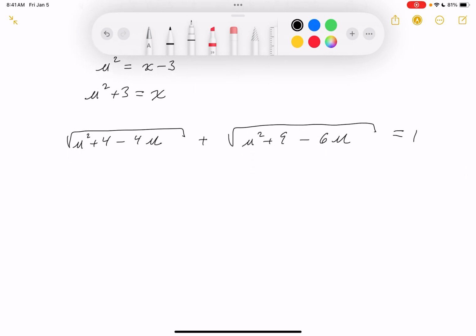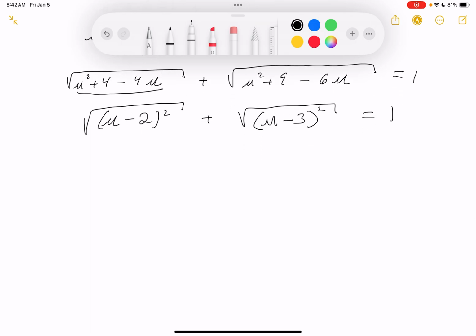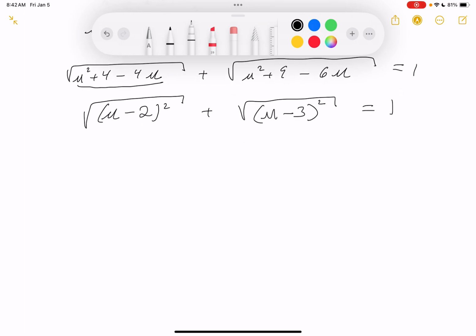Well, I'm noticing something about these guys over here. Let me write this down for you. This thing over here looks like a perfect square. So it looks like u minus 2 quantity squared. And this also looks like a perfect square. It looks like u minus 3 squared. All right, let's keep going. Now, these roots are going to be tough, though, and the reason is I have to use the absolute value symbol. u minus 2, absolute value, and u minus 3, absolute value.